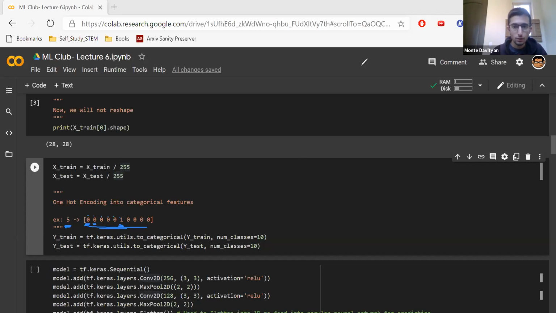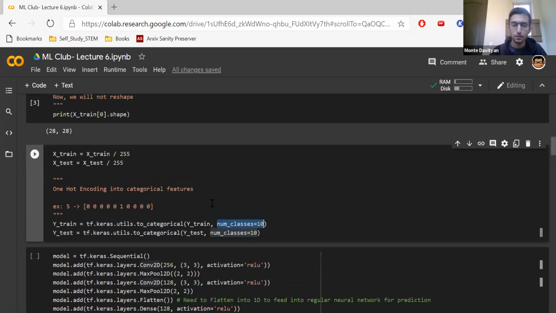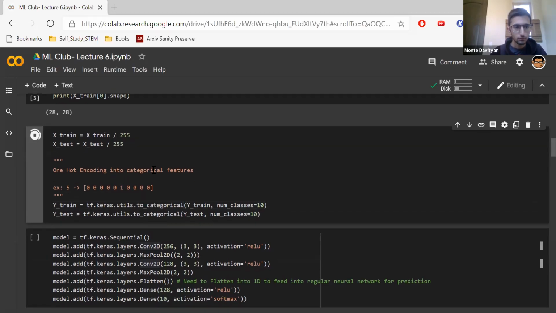And again, the way we're going to do this is with tf.keras.utils.to_categorical. We only want to make the Y train and the Y test one-hot encoded, so we do this twice. And the number of classes that we're going to have is 10, because we have 10 different classes. We can have a 0 all the way to the 9, and this corresponds to 10 different classes.